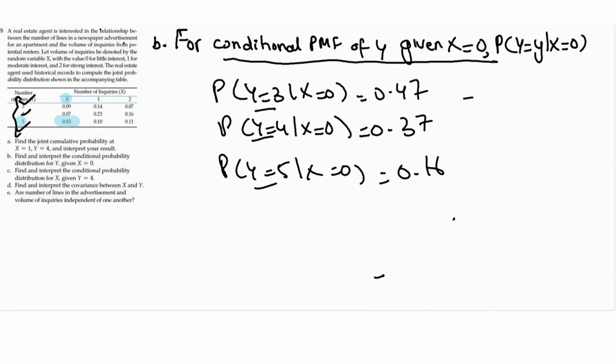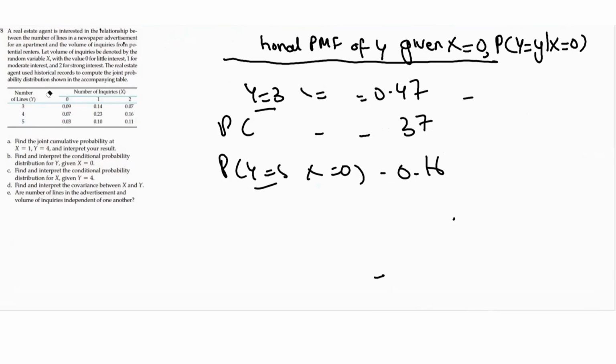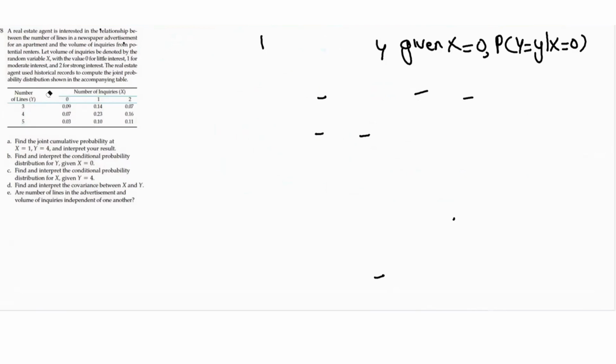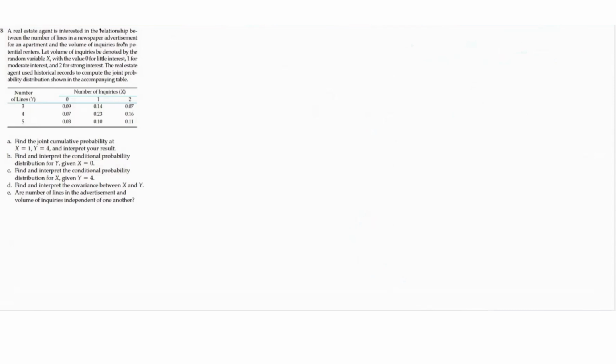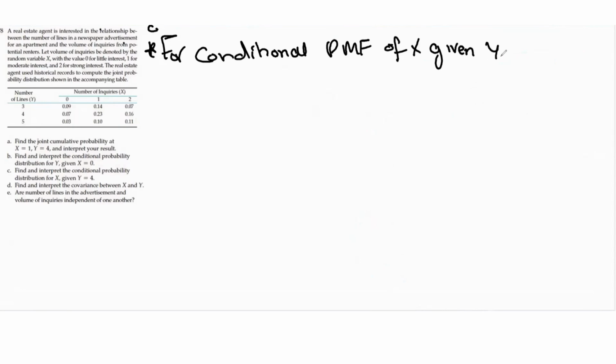So now let's do part C. Part C asks us to find the conditional PMF of x given y is equal to 4. So now we want to find the conditional PMF of x. So let's just erase all of this. So this is part C, for the conditional PMF of x given y is equal to 4.